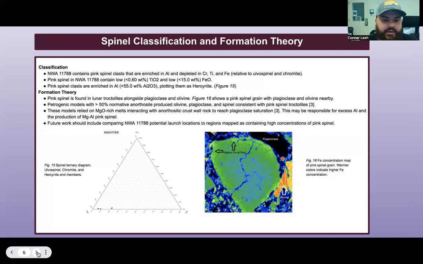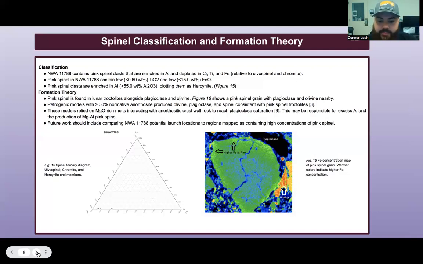Pink spinel is commonly found in lunar troctolites alongside plagioclase and olivine, which, as you can see in figure 16, down at the bottom right, the pink spinel is also next to a plagioclase and olivine crystal. Figure 16 is an iron concentration map. So as you can see on the right side, you have a warm color, warmer being higher iron concentration, and this is representative of that olivine. And up in the top right, you see a very dark region, or low iron concentration, which is plagioclase.